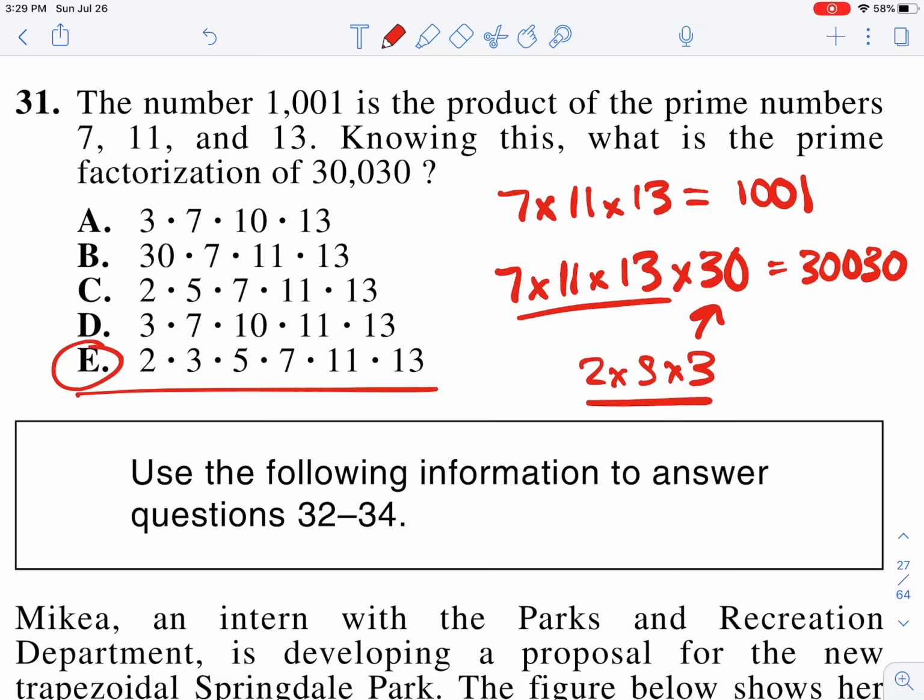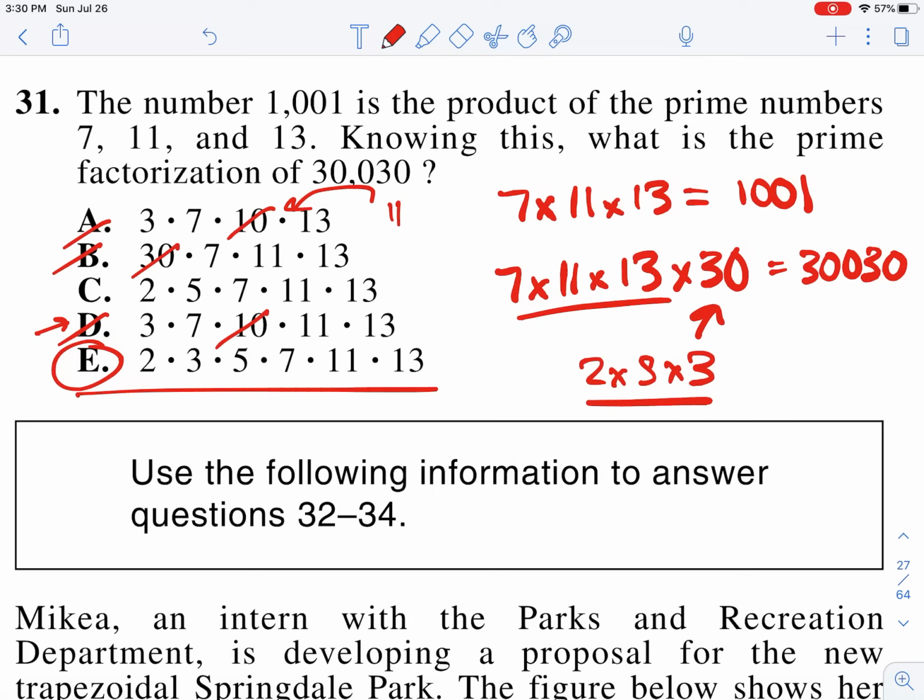I believe if you check the other answer options, they all actually end up equaling 30,030, or at least most of them probably do. So that's the challenging part, but in this case, they all have to be prime numbers. D is probably going to equal the same, but this isn't a prime number. B is wrong because this is not a prime number. So that's out. And A is wrong as well because this is not a prime number, and it also does not include 11 in there. So for some reason, that doesn't work either.